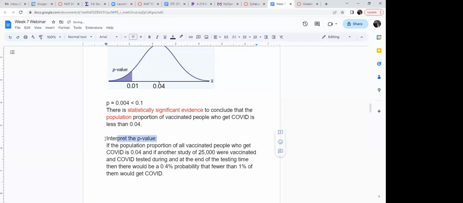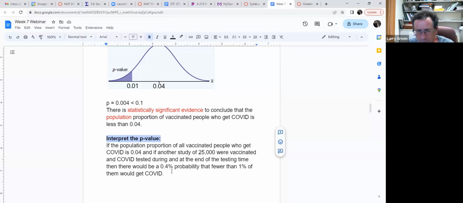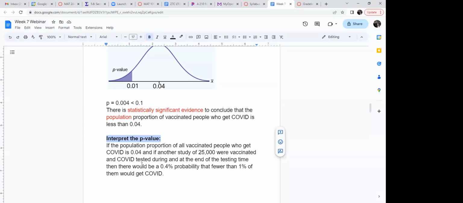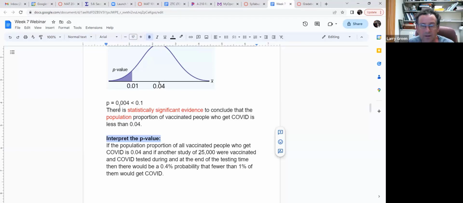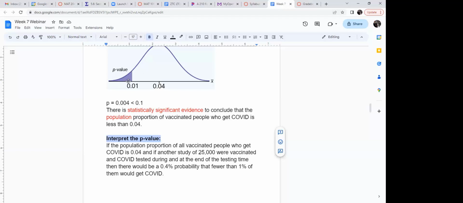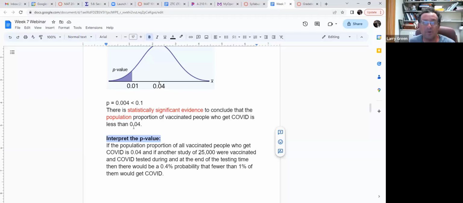Can you repeat it again? We got the p-value of 0.004. Okay, you want me to repeat how I got which one? The p-value of 0.004. Right below the graph, you have the bell curve. Okay, that's when they used the calculator basically to find the area.